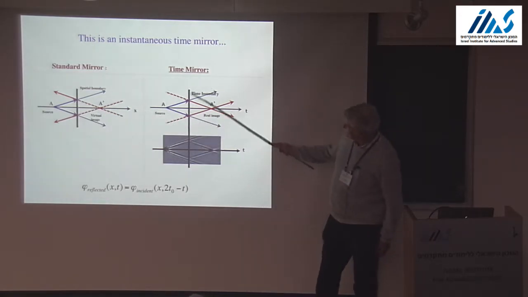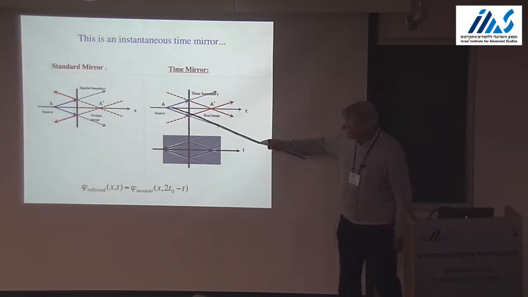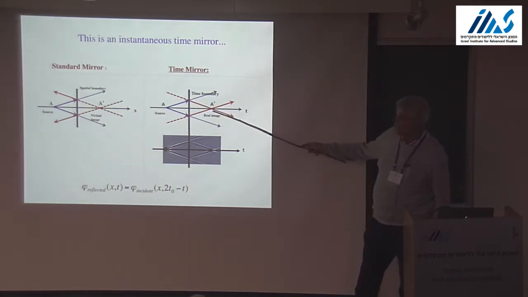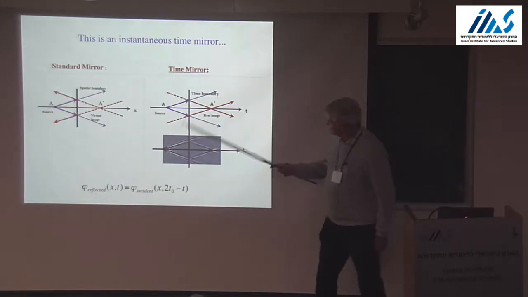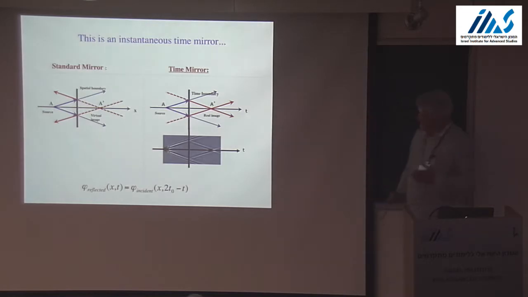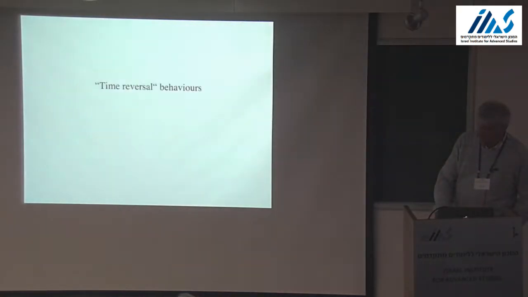Here, if you look at the propagation of the wave as a function of time, you see the wave propagating out from the source. Then during this jolt, there is no propagation. And then two waves propagate, and one of them refocuses on a focus which is not a virtual one as in a real mirror, but a real one. So it can lead to rather spectacular time reversal behavior if you have a complex source.